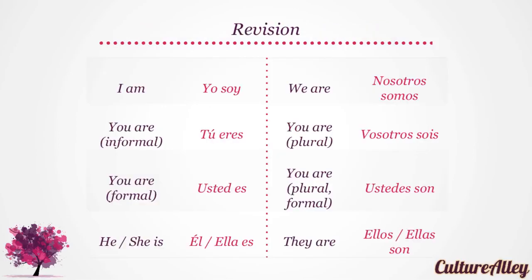Very good. Let's revise what we learned today. I am translates to yo soy. We are translates to nosotros somos. Informally, you are translates to tú eres, and its plural form to vosotros sois. Formally, you are translates to usted es, and its plural form is translated as ustedes son. He is or she is translates to él es or ella es, and they are becomes ellos son or ellas son. Great!